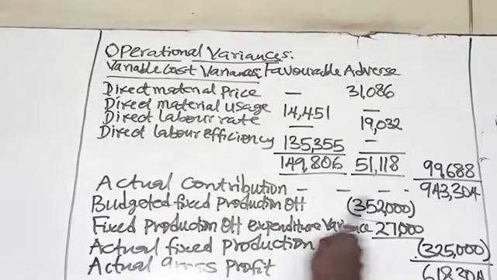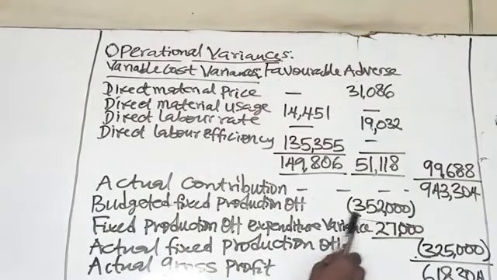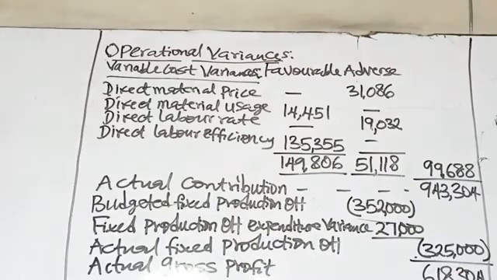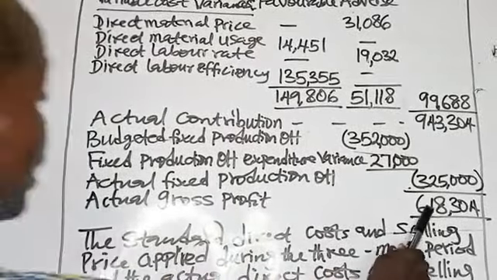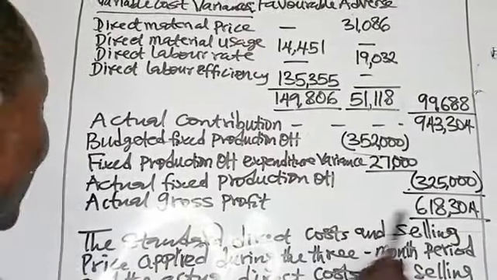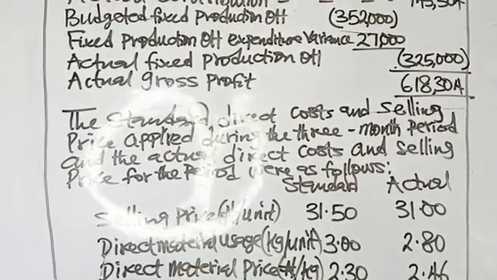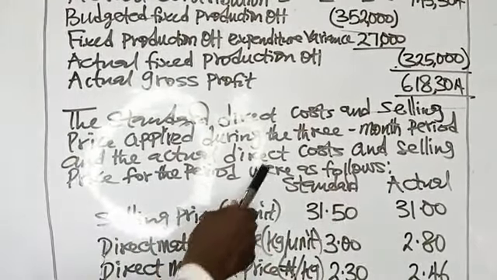Then we have actual contribution of 943,304. Budgeted fixed production overheads is 352,000, while fixed production overheads expenditure variance is 27,000. Then actual fixed production overheads is 325,000. Actual gross profit 618,304. The standard direct cost and selling price applied during the 3-month period, and the actual direct labor, direct cost and selling price for the period were as follows.